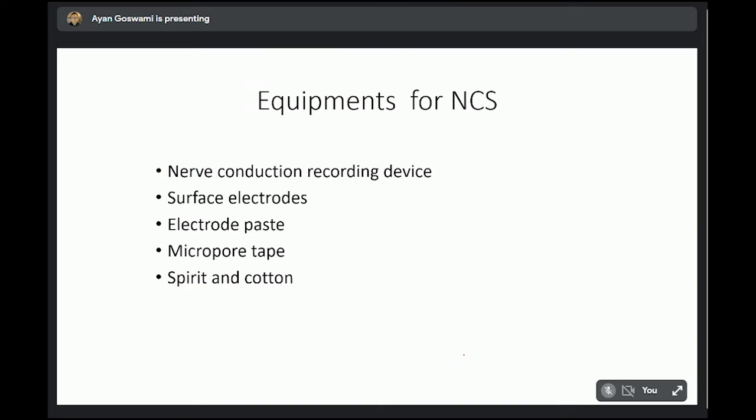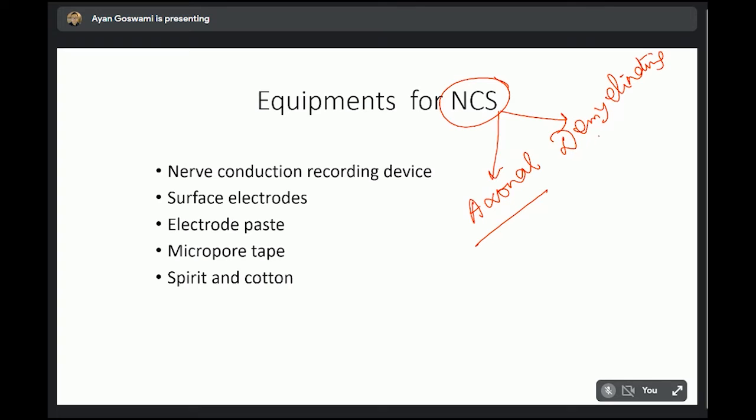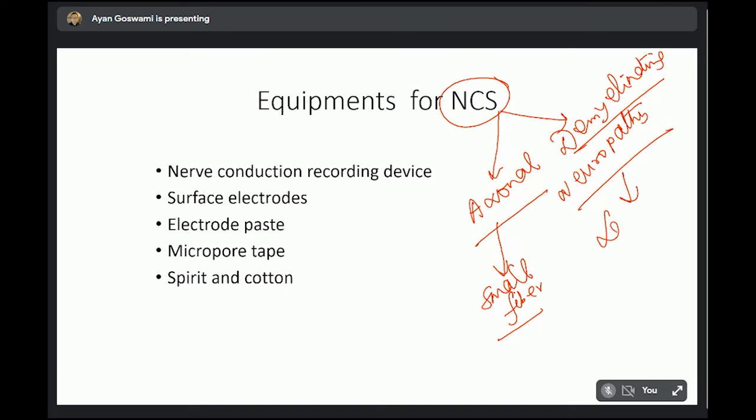Okay, so what equipment is required? Remember, with nerve conduction study, we just differentiate between axonal and what? Demyelinating neuropathy, sir. Axonal and demyelinating neuropathy. So the purpose of performing nerve conduction study is to differentiate between axonal and demyelinating neuropathy. And you already know that axonal neuropathy is usually small fiber, not always, and demyelinating neuropathy is usually large fiber.